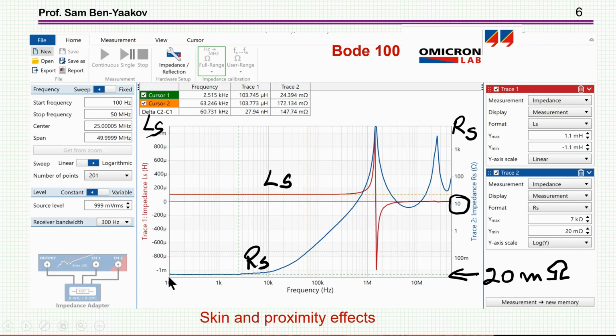It starts at 20 milliohms, but then as the frequency goes up, it goes up tremendously. As you can see, at 100 kilohertz, it's already a fraction of an ohm. And then at 1 megahertz, it's really very high. So the resistance of the wire is not constant. And this is something that, of course, we would have to take into account when talking about losses of an inductor.